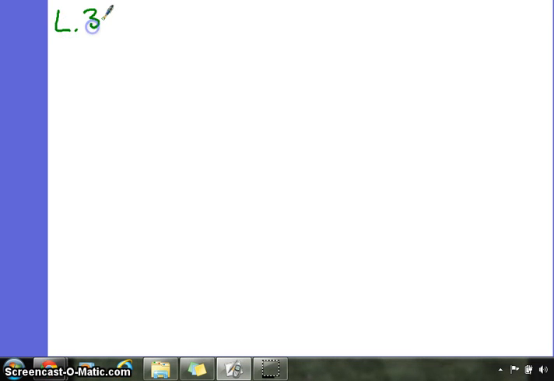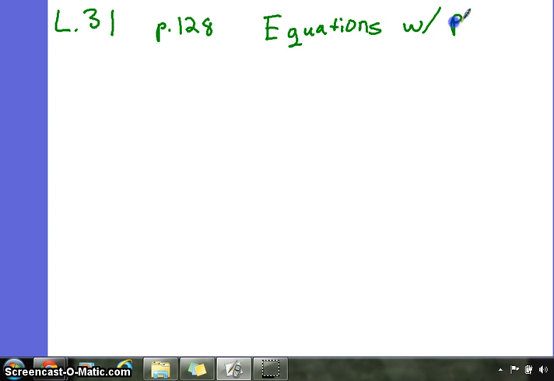So lesson 31, page 128. More fun with equations with an added step called parentheses. Equations are good, equations are handy, and all we're doing this time is adding an extra step to them. So let's jump right into this.